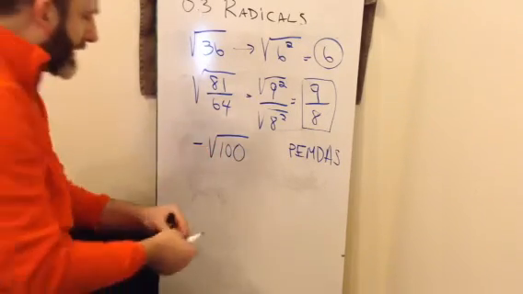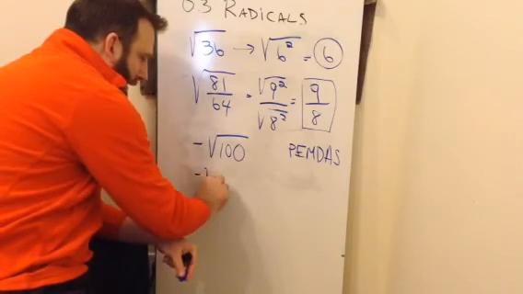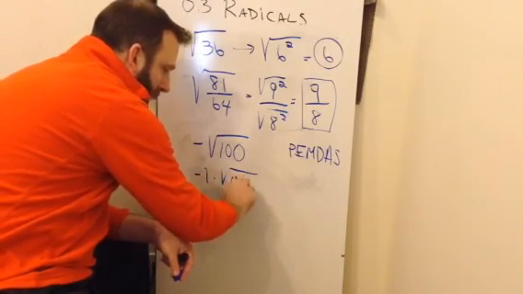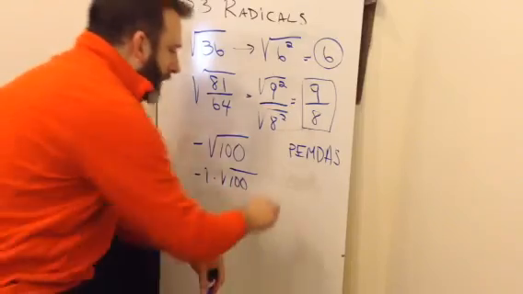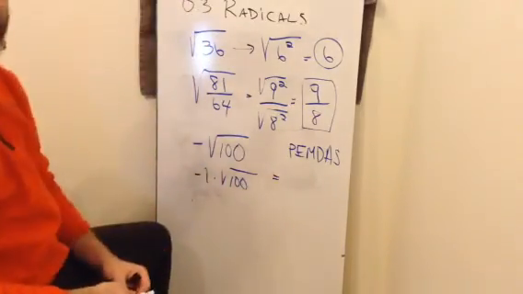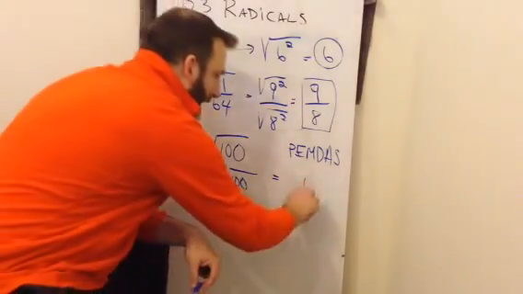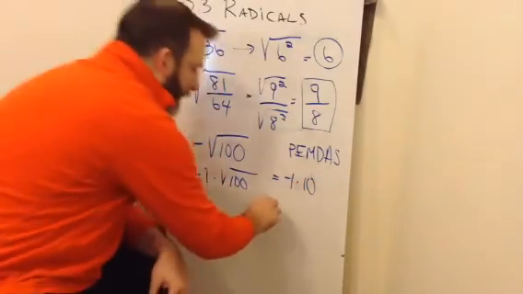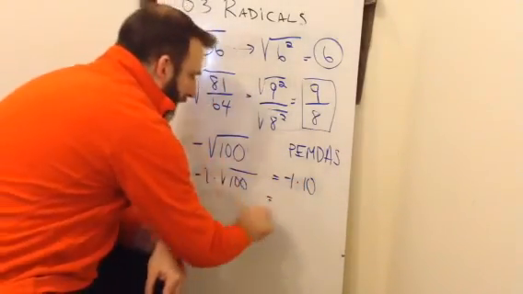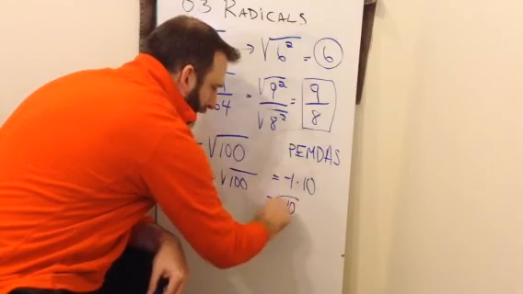What this really represents is -1 times the square root of 100. So if I evaluate this, hopefully some of you are saying, well, I know the square root of 100, it's 10 times 10. So I have 10 for that value. But I still have that -1 out in front. So negative square root of 100 is equivalent to -10.